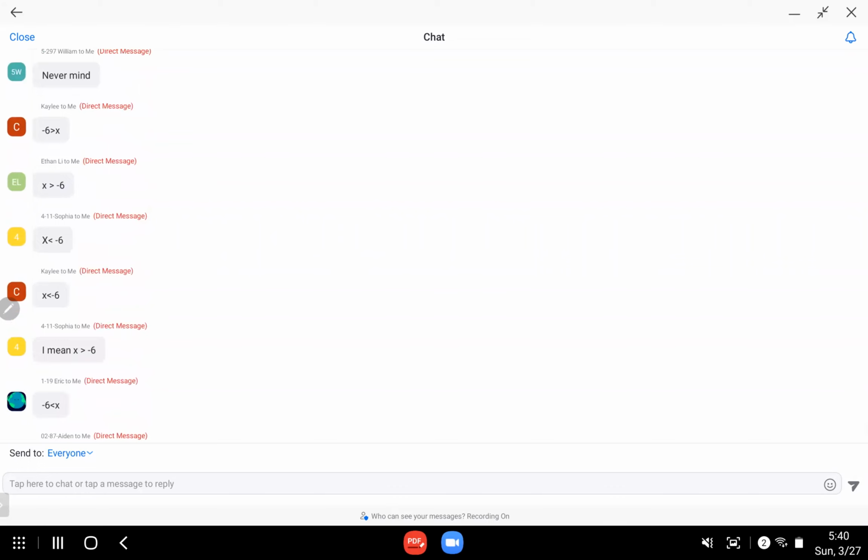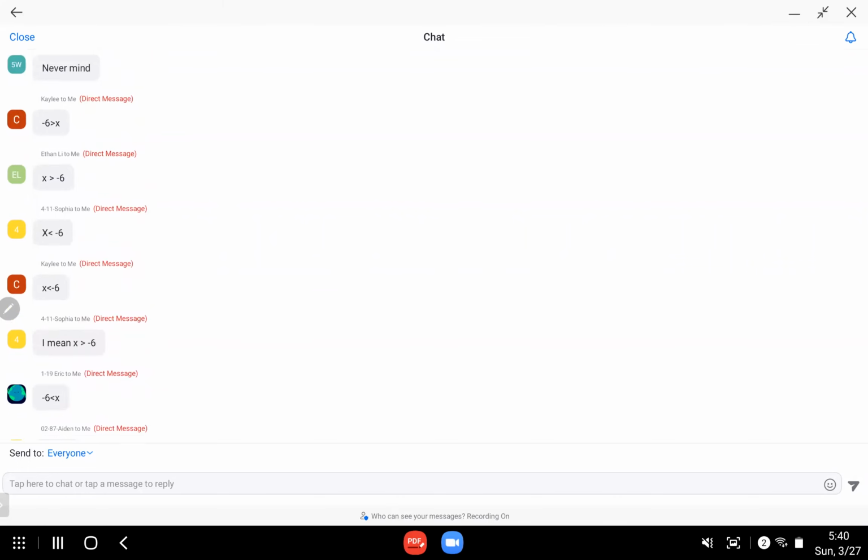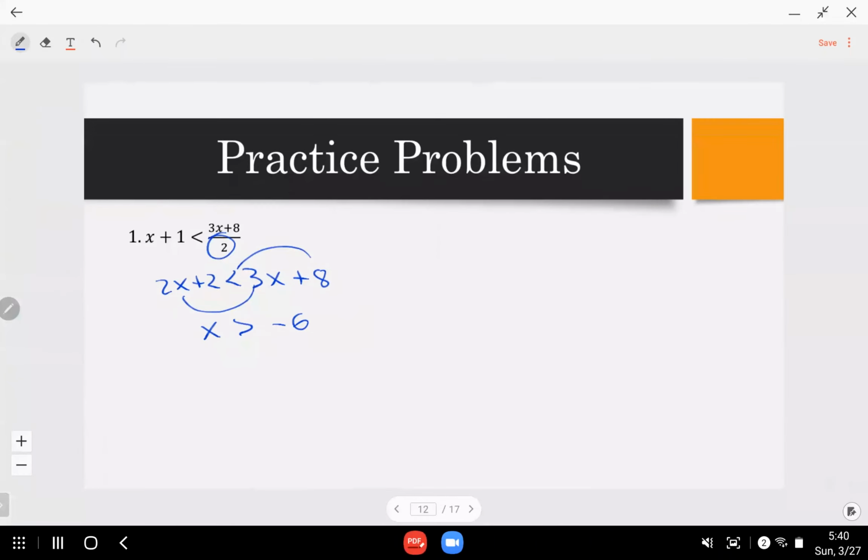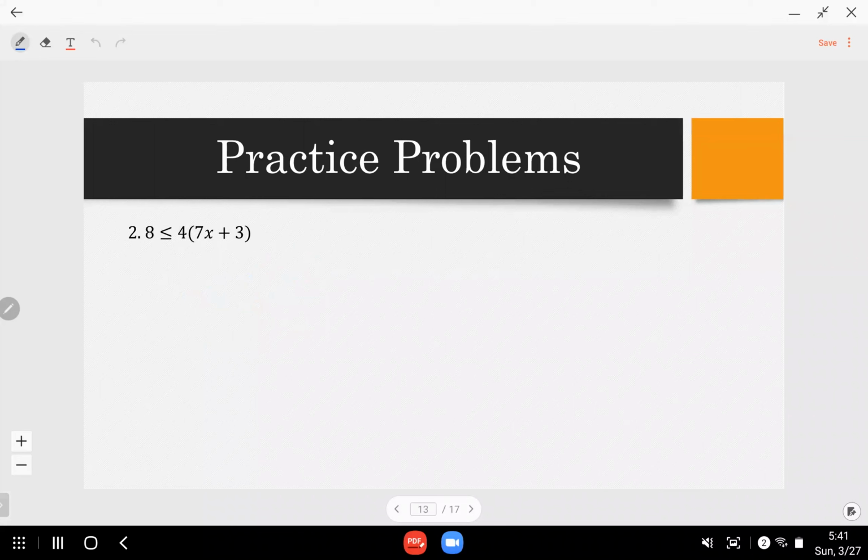For those who got x is less than -6, do you understand why you made a mistake now? Okay. Yes. Okay, you can copy it. So just multiply both sides by 2 and then combine like terms. So pretty easy problem, really easy. So let's move on. 8 is less than or equal to 4 times 7x plus 3. I'll give you a few moments to do this.